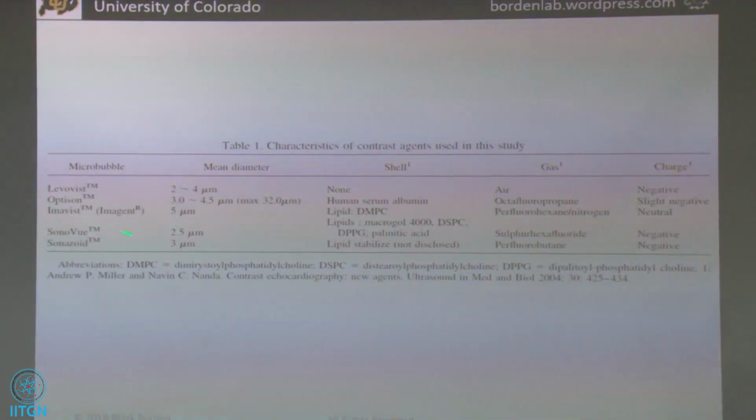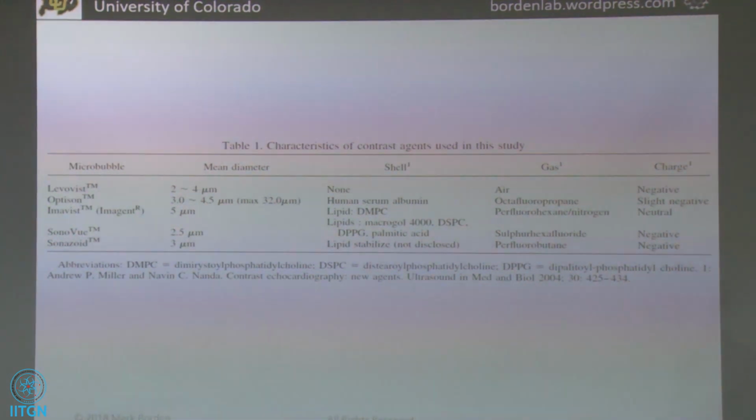So these are the commercial contrast agents. There's Levovist, and I would look at the mean diameter with extreme skepticism, because we know these are polydisperse. So first of all, they're not a normal distribution, and second of all, they're polydisperse. So they should be really using a median diameter, and they should be providing more information on the distribution of the agent. But here they say, well, somewhere between 2 and 4. They say no shell. We know that no shell is impossible. It must be stabilized in some way. It has an air core, and they say it has a negative charge.